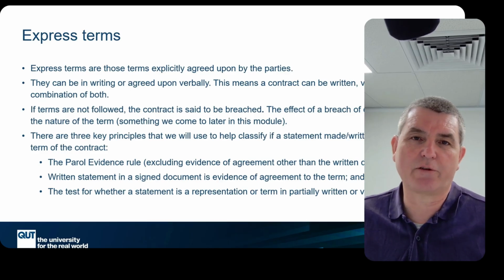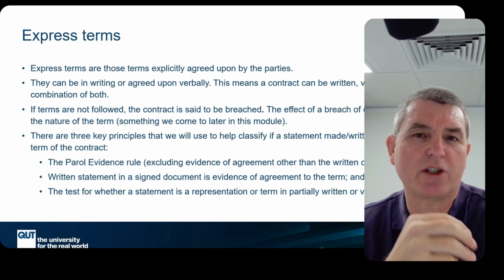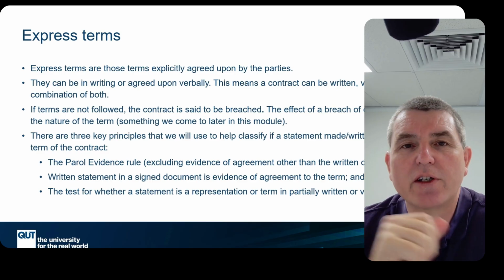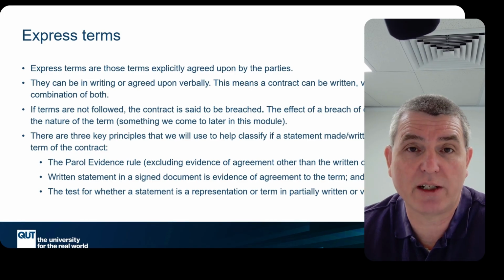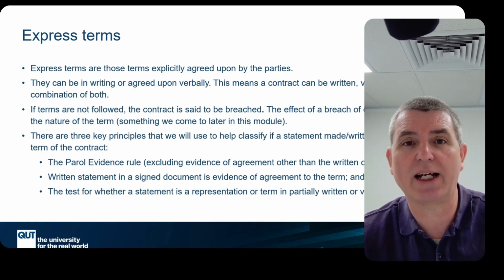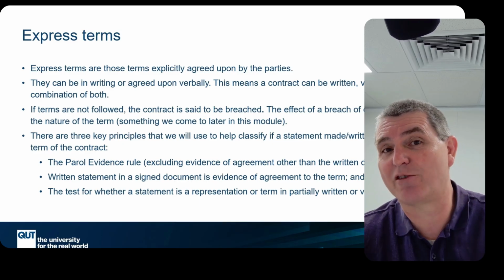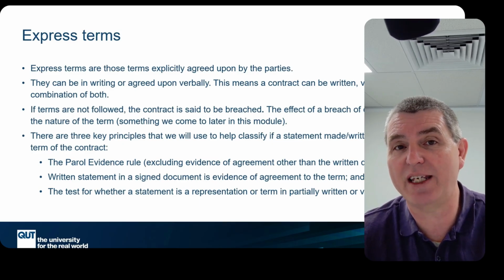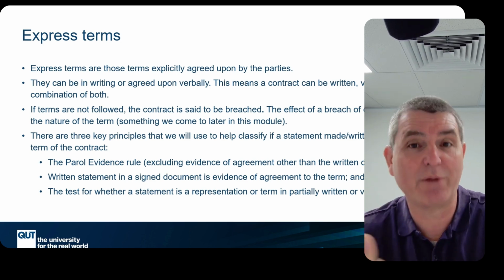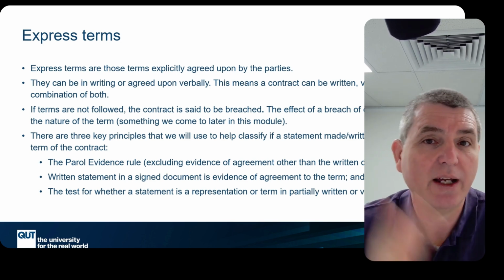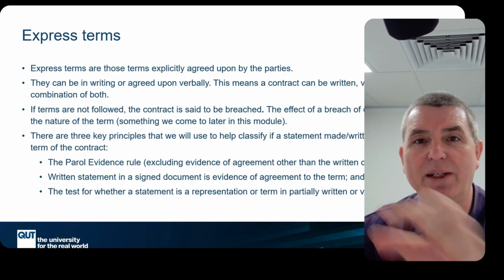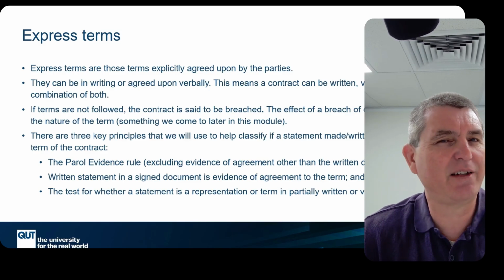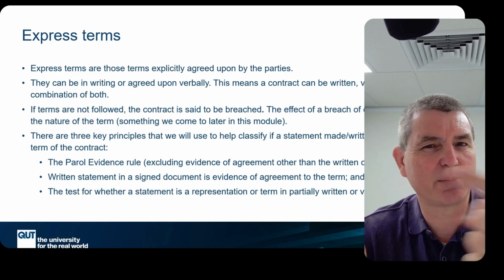So to work out the difference between a representation and a term, we're going to use a combination of three rules. The first, the parole evidence rule, is dealing with situations where we have a written contract and someone is trying to get a statement made prior to the formation of the contract into the written document. They're trying to say, is this verbal statement over here a term of the contract when we have a written contract? That's the parole evidence rule. The second one we're going to deal with is what happens when you have a signed written contract, there's a statement in it. Is that part of the contract? That's different to trying to get a verbal statement in.